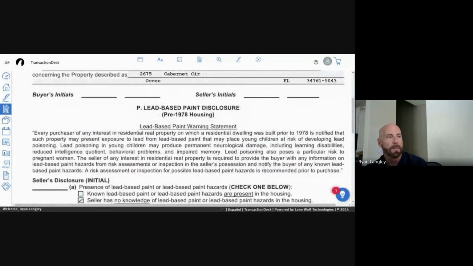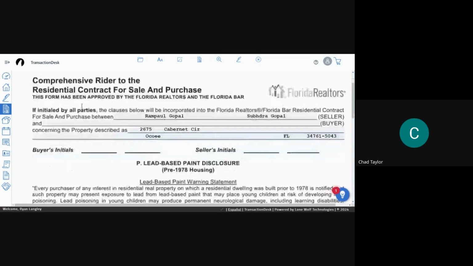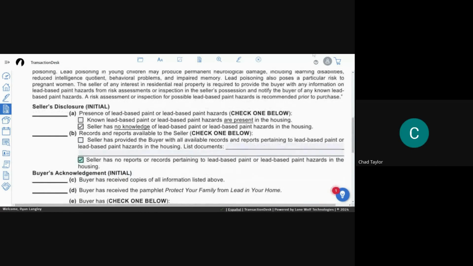Any questions on that? Hey, Ryan, is there a copy of that pamphlet in the paperless pipeline forms? I don't think so. Where do we find that to actually give it to people, if we want to start at least putting it in the paper clips on MLS?